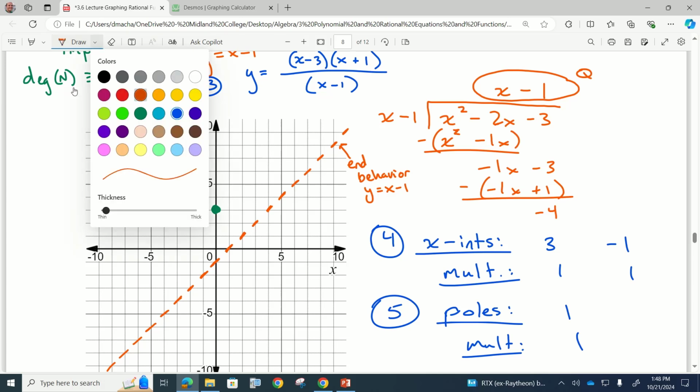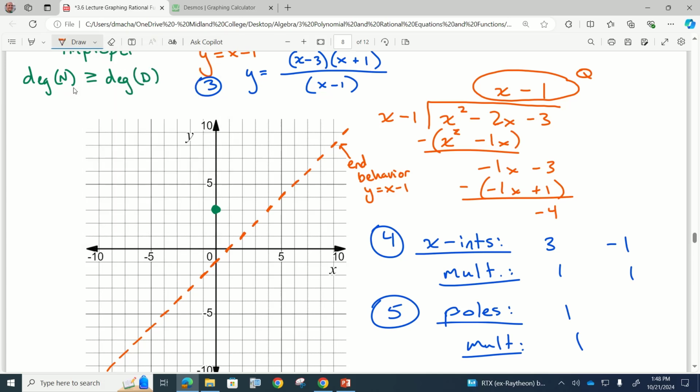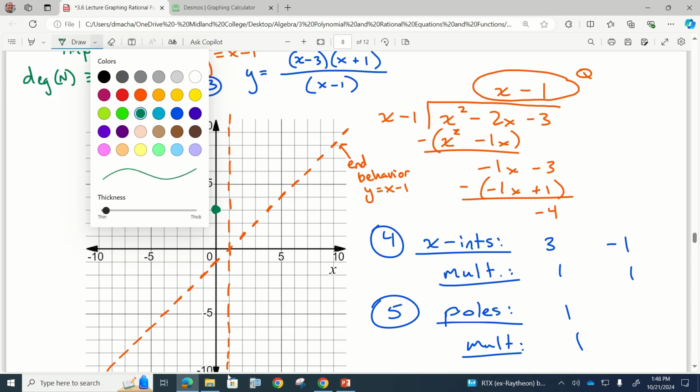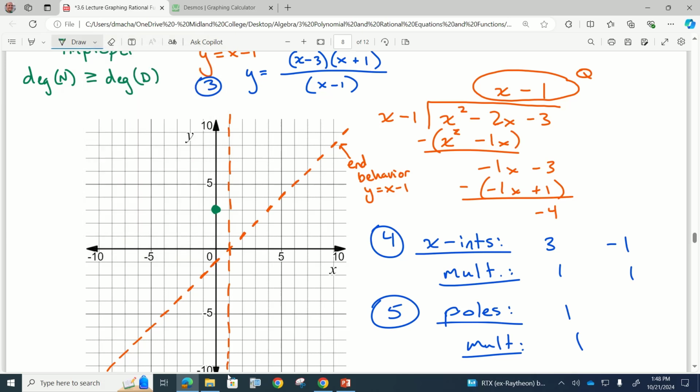Now, I'm ready to draw, but I have to put a vertical line where my pole is. So here's my little pole, or you can call it a vertical asymptote if you want, at x equals positive 1. And I'm going to put another dot down where my x-intercepts are. Here's positive 3, and here's negative 1.